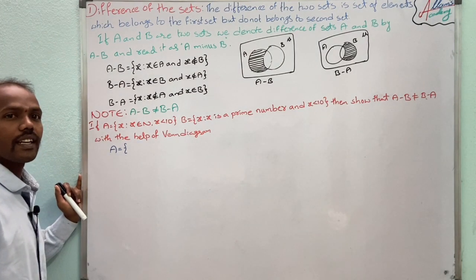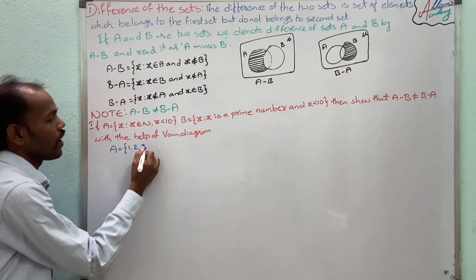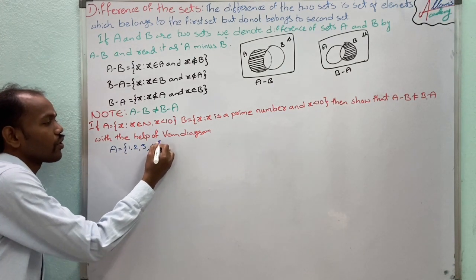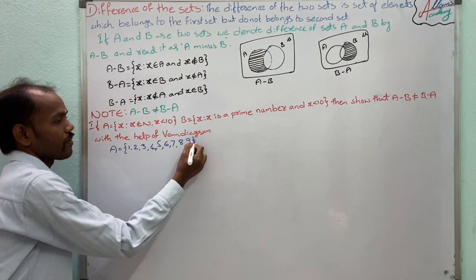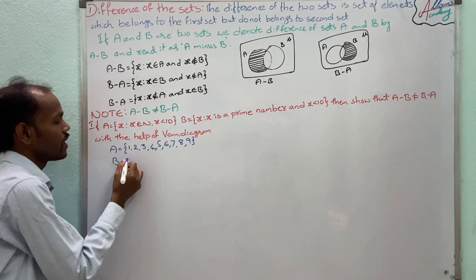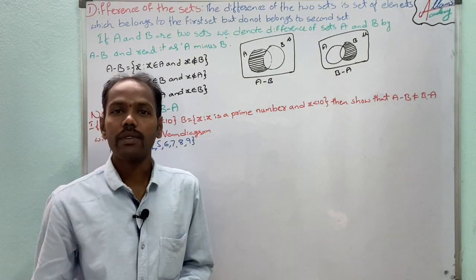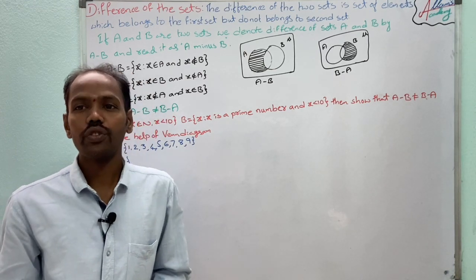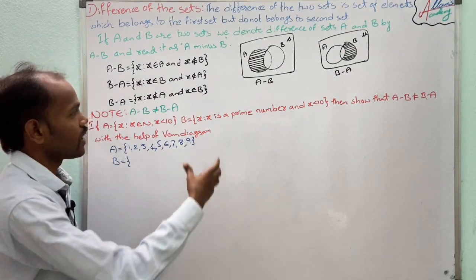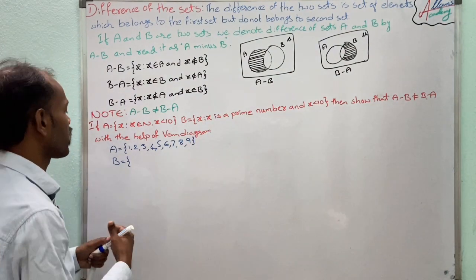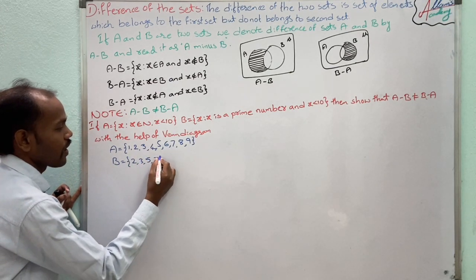So writing the natural numbers less than 10, they start from 1: 1, 2, 3, 4, 5, 6, 7, 8, 9. And the set B is x is a prime number and less than 10. A prime number means it has only two factors, 1 and itself. Already we know that one. So the prime numbers below 10 are 2, 3, 5, 7.